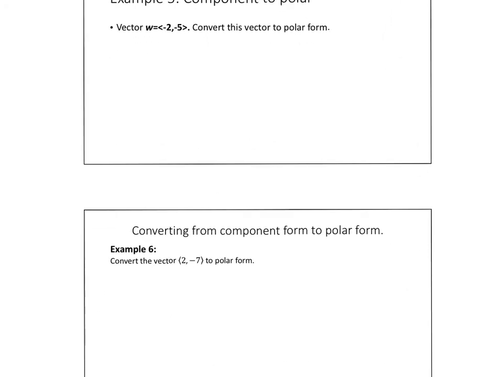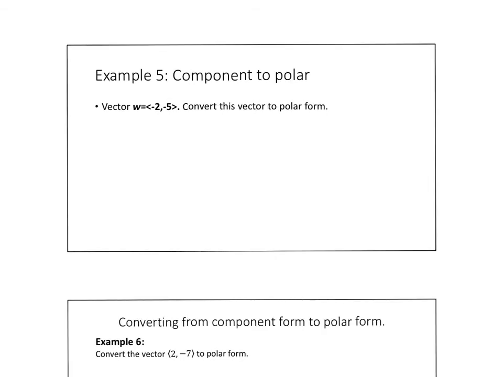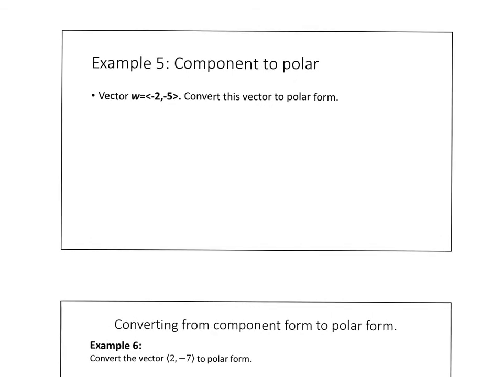So example 5. So once again, we're given a vector in component form. So we're given the vector W, which is -2, -5. I'm going to go ahead and sketch that vector. So -2 in the x and -5 in the y. So we'll draw in our vector. I didn't draw it so well. I'll redraw my vector. Okay, that looks a little better.